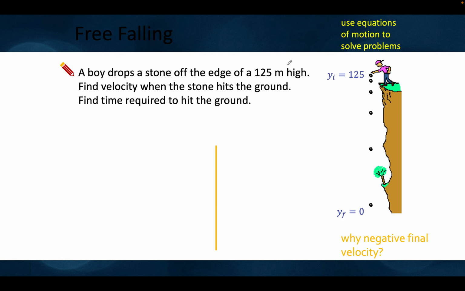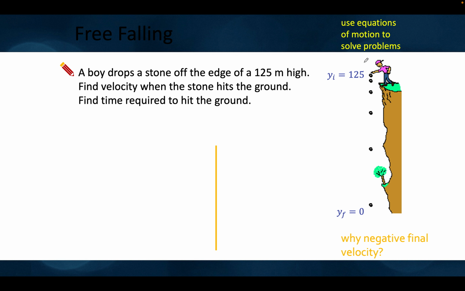A boy drops a stone off the edge of this cliff, 125 meters. Find the velocity when the stone hits the ground. Find the time required when it hits the ground. So there's two things. We only have one number, that's a problem. We need 3 numbers to solve any question on these. Luckily for you, there are 3 numbers.